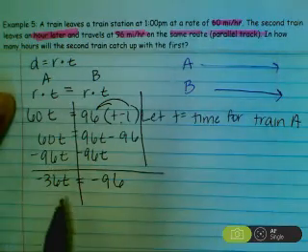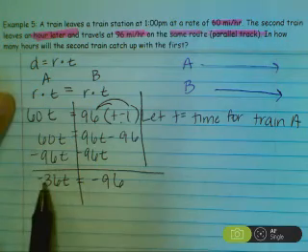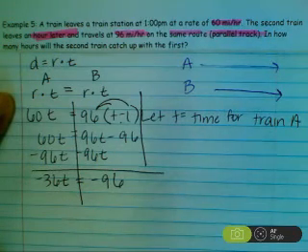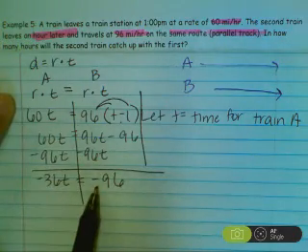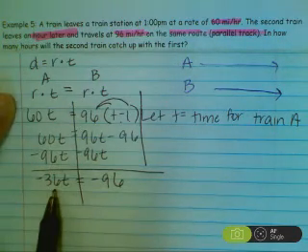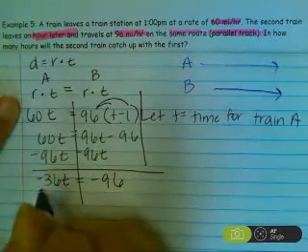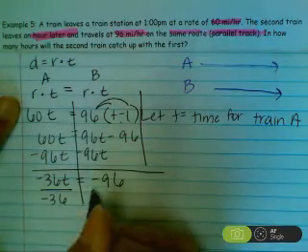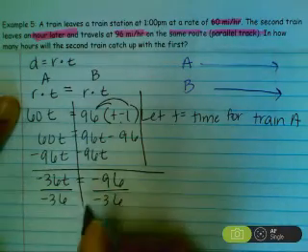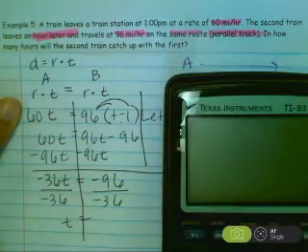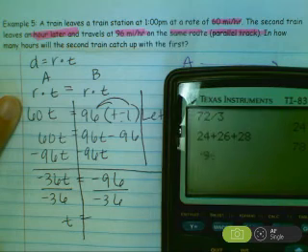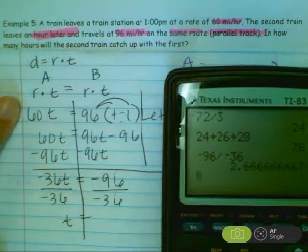Now at this point I should be a little alarmed that I've got negatives in the problem because you can't have negative time or negative distance. But if I look, both sides of the equation are negative. So when I divide by negative 36, my negatives are going to go away. I divide both sides of the equation by negative 36, and then if I go to my calculator, negative 96 divided by negative 36 is 2.6 repeating.